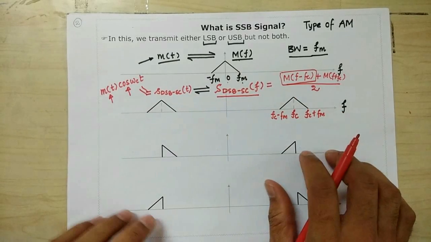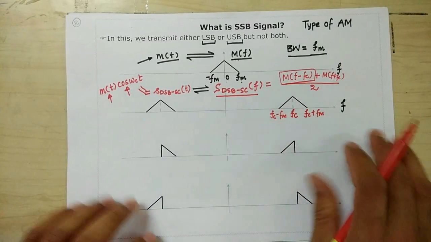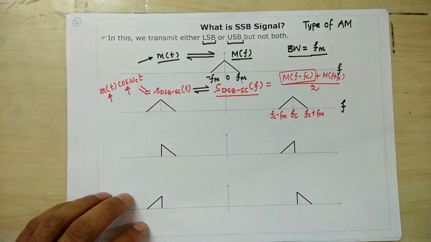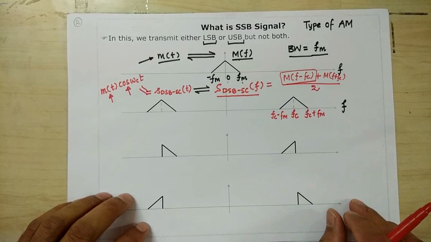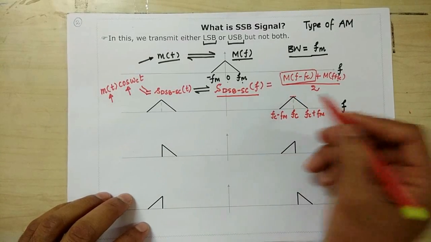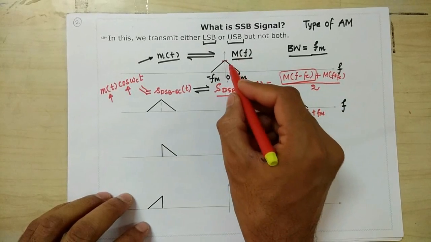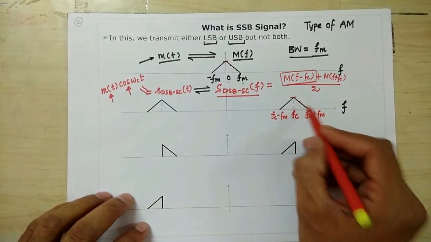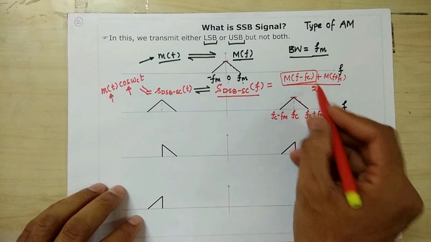Amplitude I am not writing here, but the amplitude will be half of this value, and all other values also get half in this spectrum, because this is M(f − fc)/2.